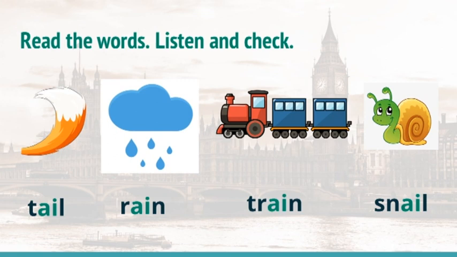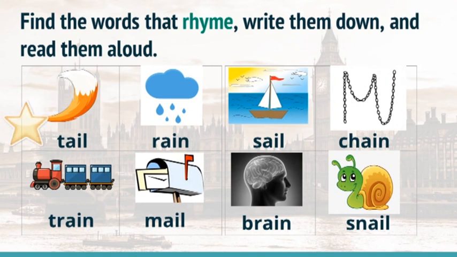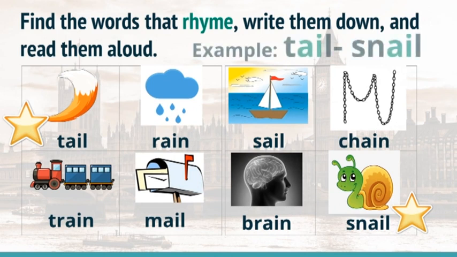Snail. Please find the words that rhyme. Write them in your exercise book and read them aloud. For example, so what is to rhyme? As for tail, snail. So for example, tail, snail. So these words rhyme.